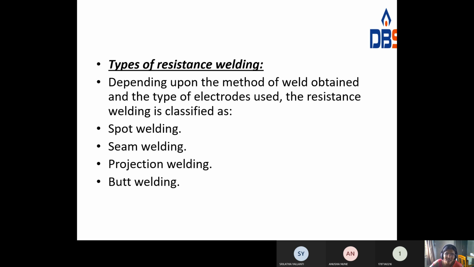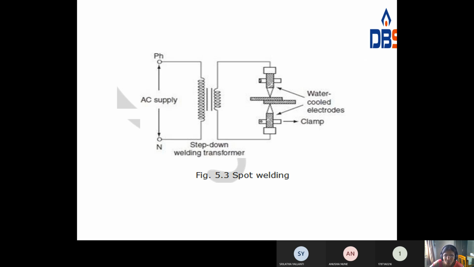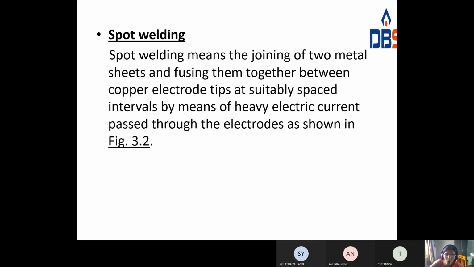See, the first one is spot welding. The name itself indicates a spot. Spot welding means the joining of two metal sheets and fusing them together between copper electrode tips at suitably spaced intervals by means of heavy electric current. That means at a particular spot where you have to weld it, that welding is nothing but spot welding.